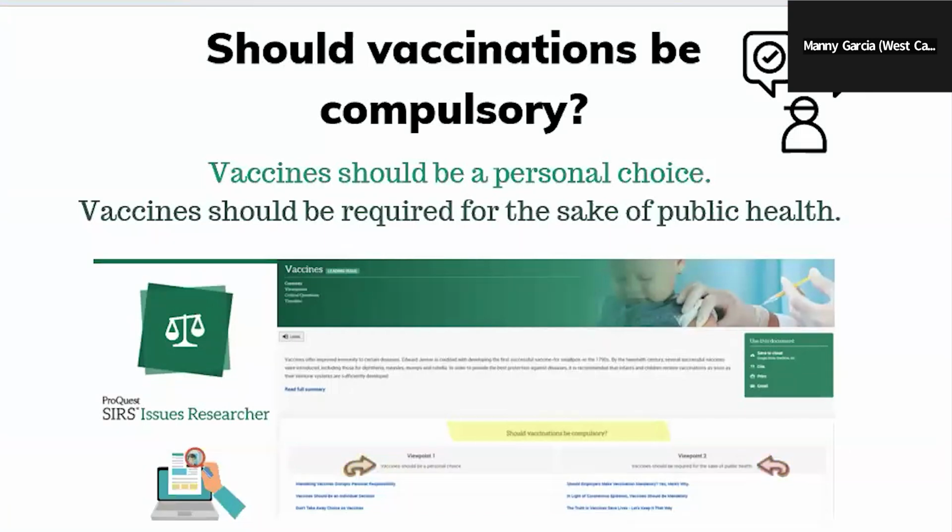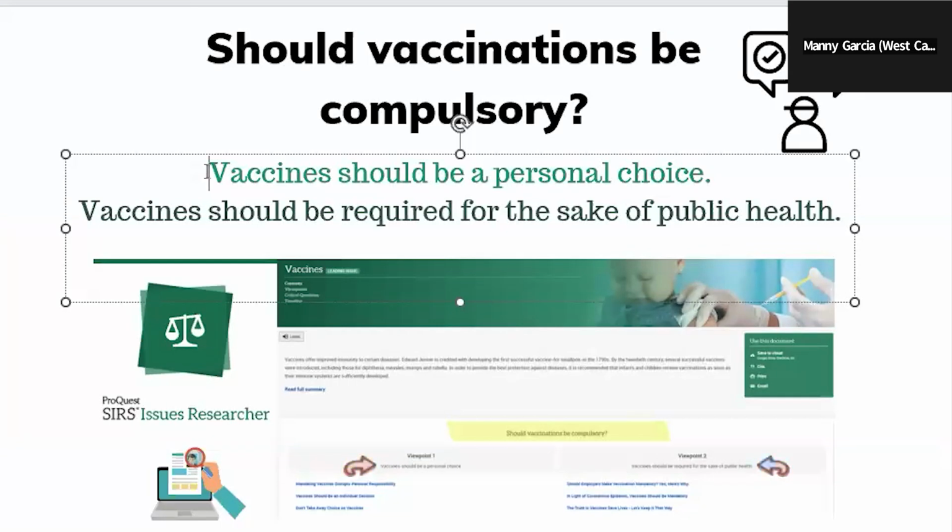So here's an example. Should vaccinations be compulsory? Vaccines should be a personal choice. Vaccines should be required for the sake of public health. In this instance, we have two points. The first one is a stance. Vaccines should be required. Vaccines should be a personal choice. This is going to be someone who is going to convince us as to why vaccines should be a personal choice. And ideally, vaccines should be required for the sake of public health. Same thing. You have to convince the reader that this is the appropriate stance to take. You are defending this point of view.